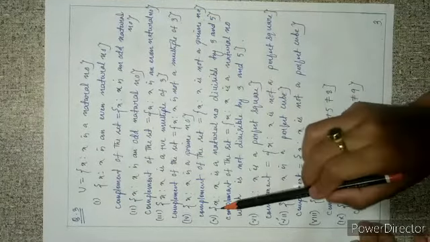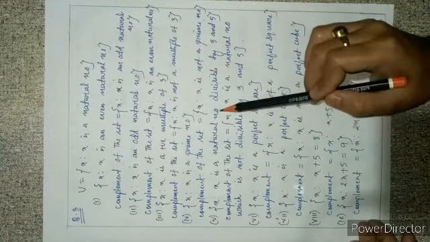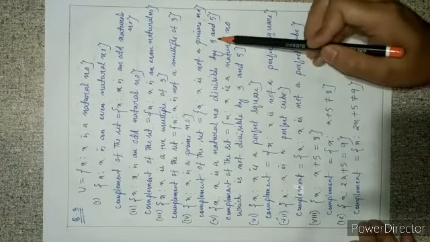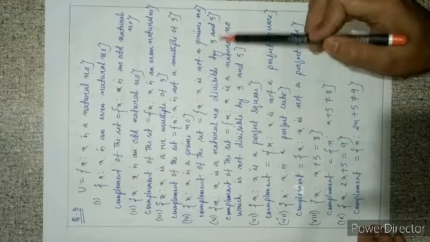Roman number 5, x is a natural number divisible by 3 and 5. X is a natural number which is both divisible by 3 and 5.